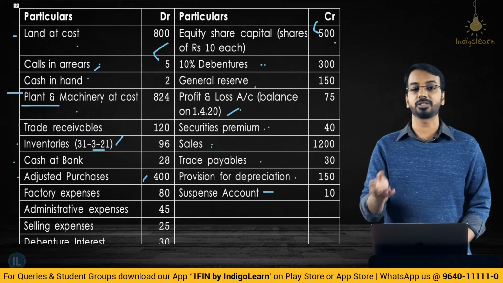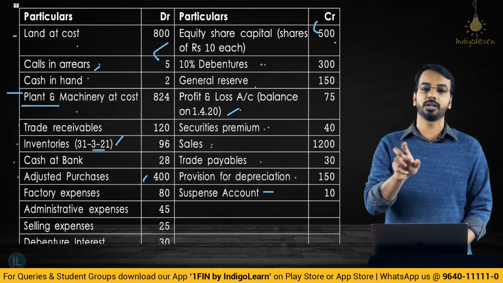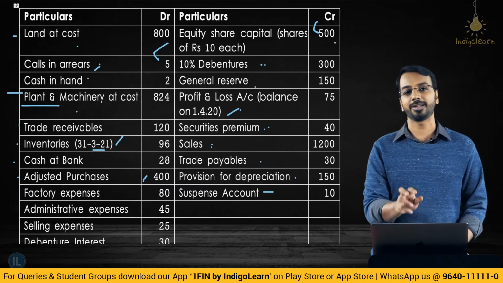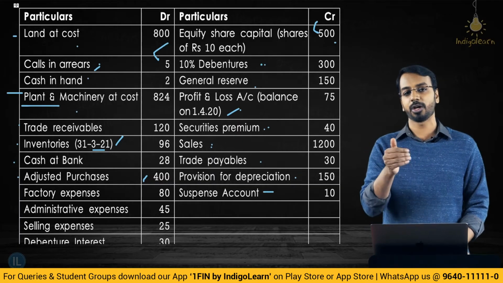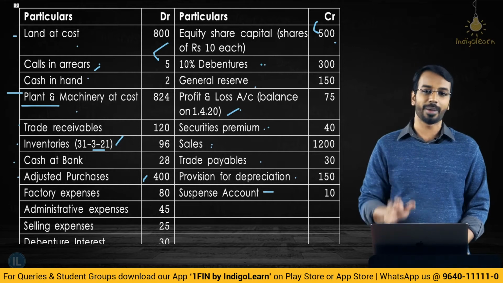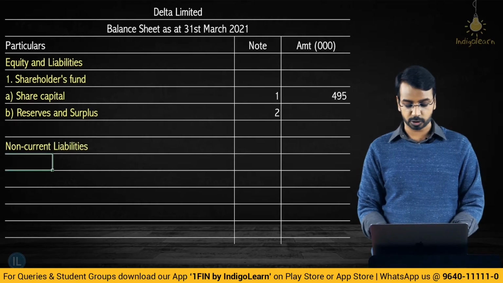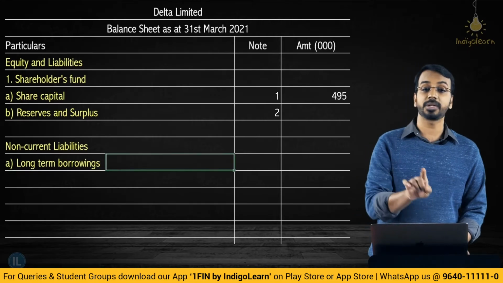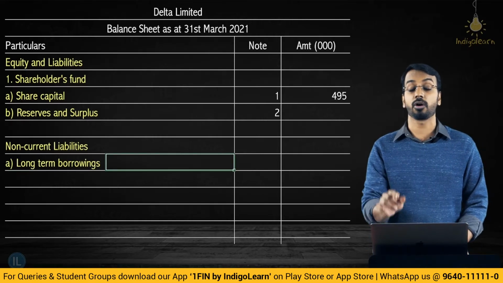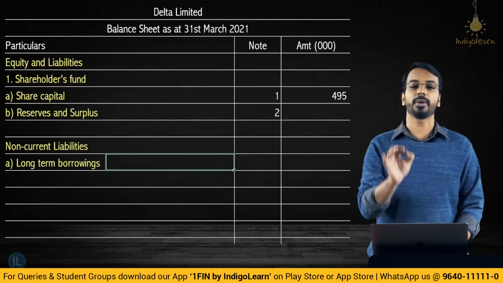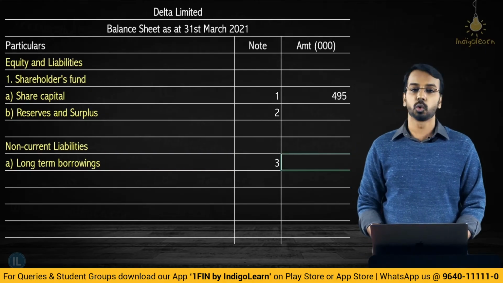Now 10% debentures of 300. This is an item of long term borrowing. So you will prepare a note for that, and you will show it in the balance sheet. So here you will have non-current liabilities, right. For there you have first one, long term borrowings. Okay, don't write 10% debentures here. That has to be shown in the notes to account. You have to follow the schedule 3 format compulsorily. Note number 3 for this.